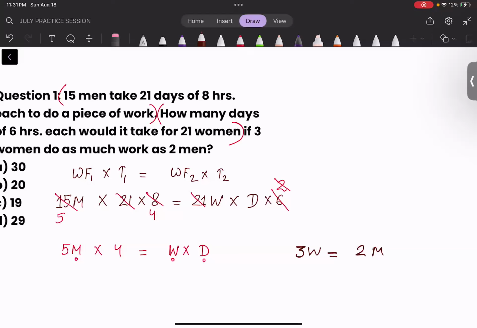Can I say or not? Yes. Okay. So that means W equals 2 by 3 M. Once I substitute it, then you have to answer. So 5M into 4 equals 2 by 3 M into D. Can you solve it now? Please calculate what the D value is.